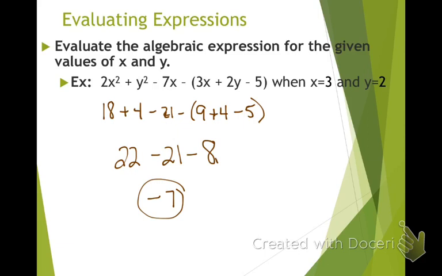Okay. Negative 9, that's going to be 18. Then we get 4, negative 21. Then I didn't worry about the parentheses of the minus. 9 plus 4 minus 5, so we got 8. Turn that into a negative. 1 minus 8, negative 7.